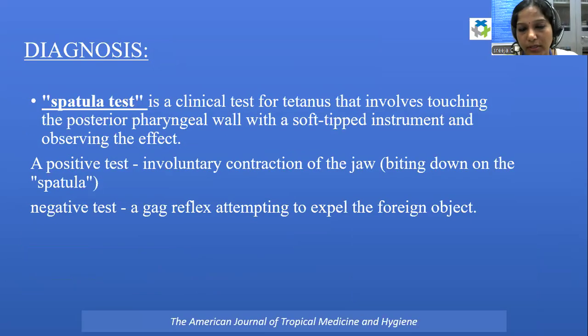How do we diagnose tetanus? There is a test called the spatula test. In a normal person, when we take a wooden spatula and place it in the posteriormost part of the pharynx, we tend to have a gag reflex. But if a patient is positive for tetanus, they will not produce a gag reflex. They will start biting down on the spatula. This is called a positive test for tetanus.